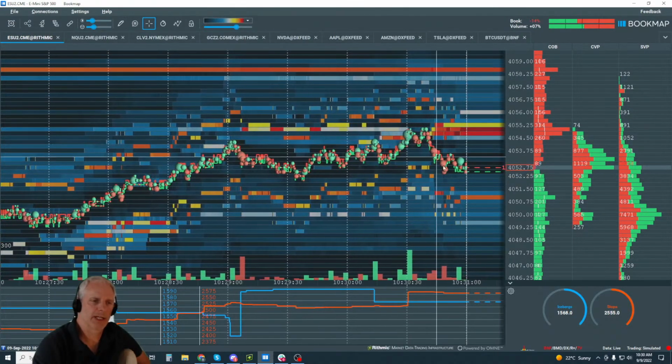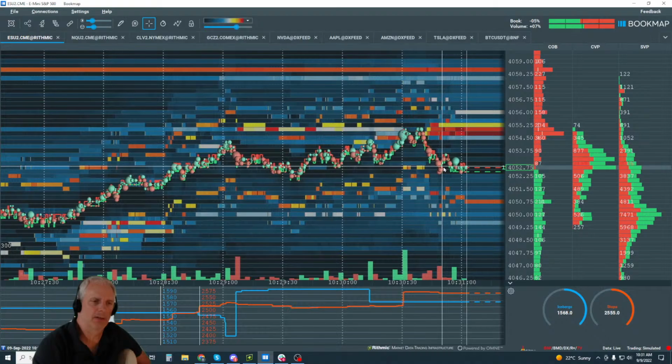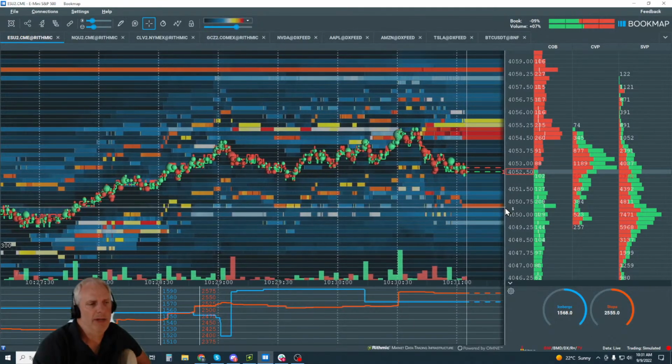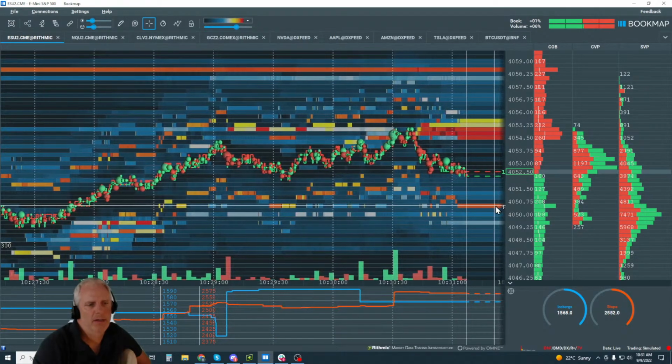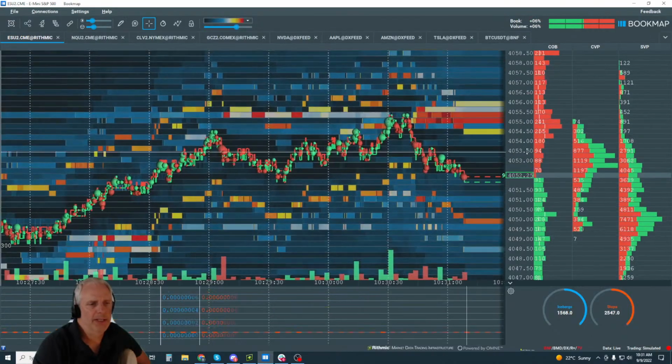And we got sellers. The reaction to this liquidity was sellers. Okay, so maybe they can come back down to here. It's the order book that gave us that insight though.